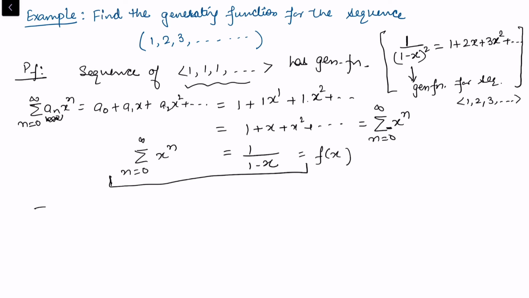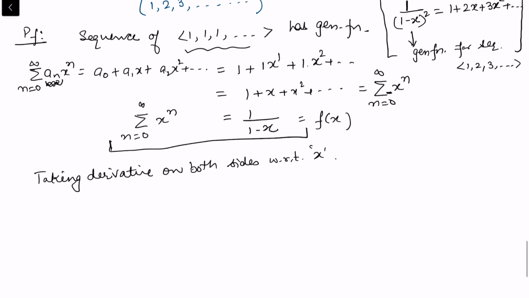Now if I take the derivative on both sides, so taking the derivative on both sides with respect to x. And here we are not at all talking about the convergence criteria. We are assuming that these power series are convergent, so we are talking about only those values of x for which the series is convergent.